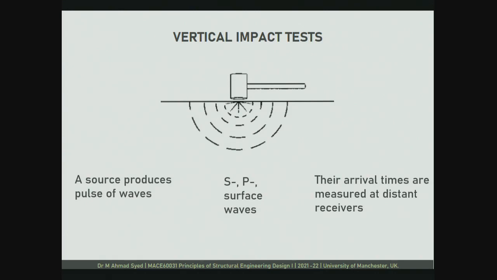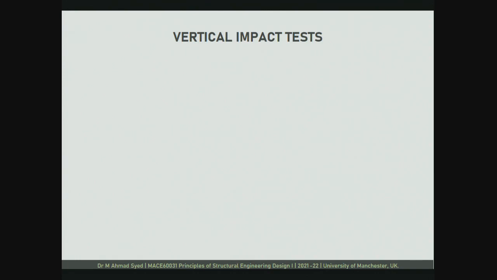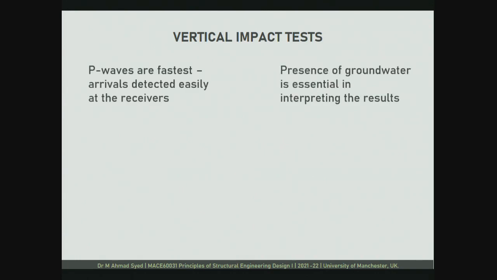Okay, now P waves. Out of those different waves that are generated, P waves, the primary waves, are going to be the fastest. So they are going to be captured first. The first wave that will reach a receiver will be the P wave. P waves are the fastest, and their arrival is detected at different receivers placed at varying distances.